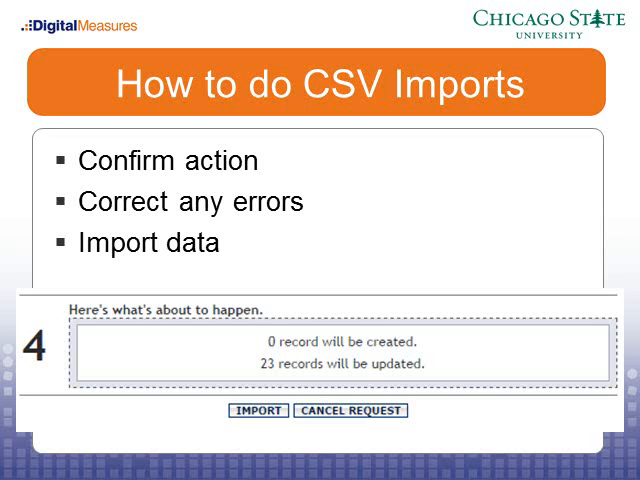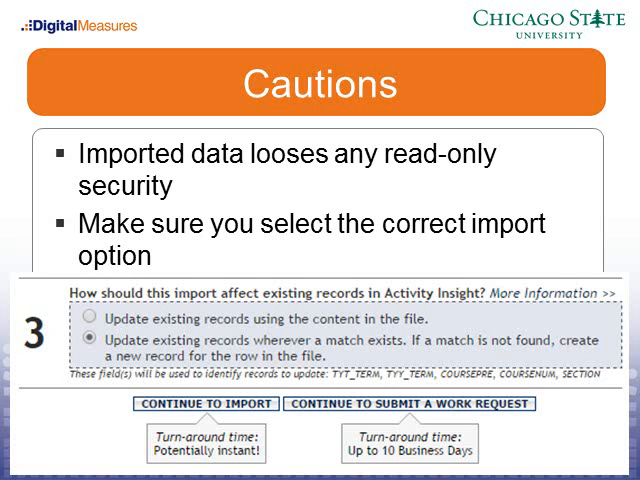It allows you to correct any errors. If for some reason some data that the faculty member entered isn't correct, you can go back to the CSV file, correct it, and start over. And then all you have to do is import the data, and bing bang boom, the data's in the system and your faculty is ready to use it.